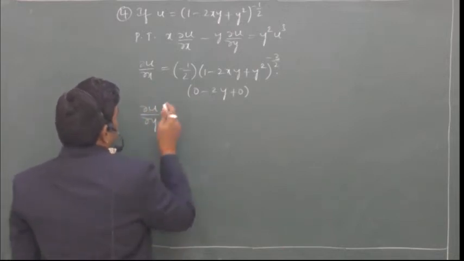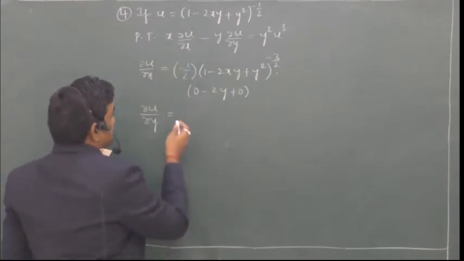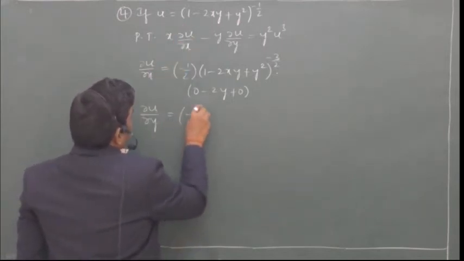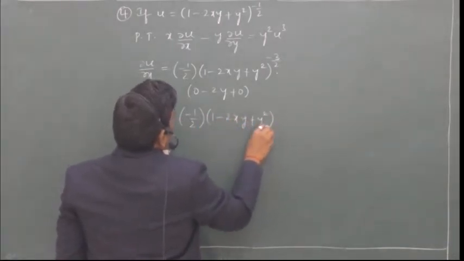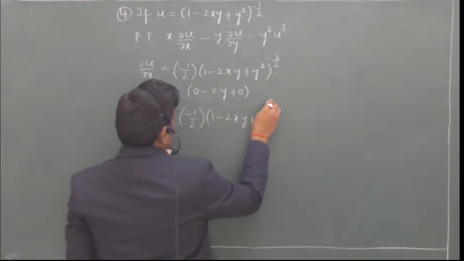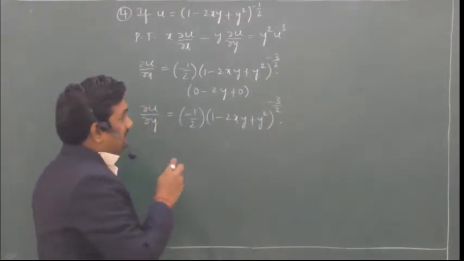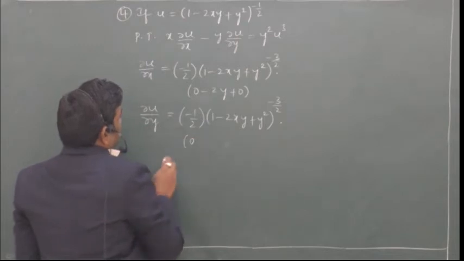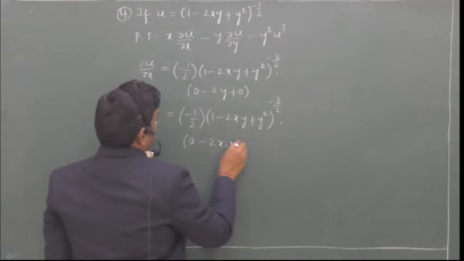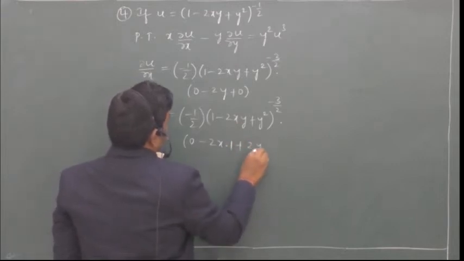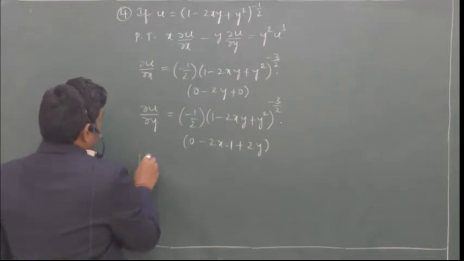It is of the form x power n, so its derivative is n into x power n minus 1. So minus half minus 1 is minus 3 by 2, into the internal derivative. The derivative of 1 is 0, minus 2x into y has derivative minus 2x, and y square has derivative 2y. Now let us consider the LHS part.